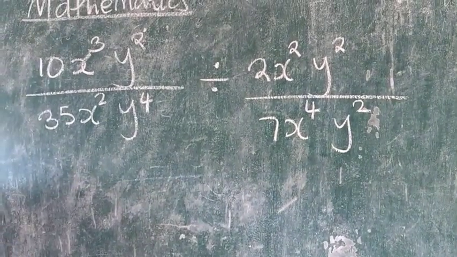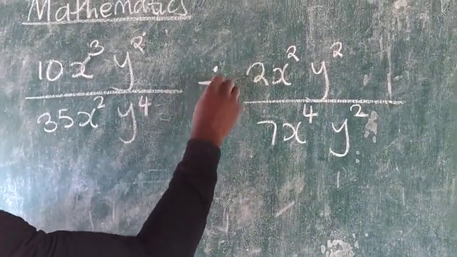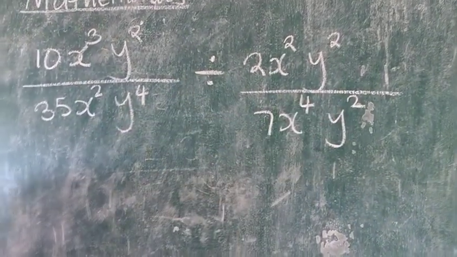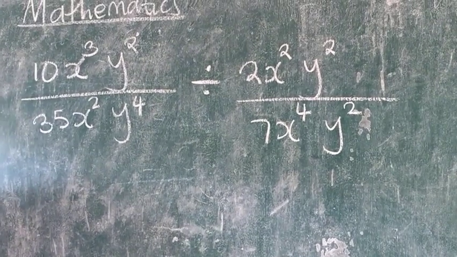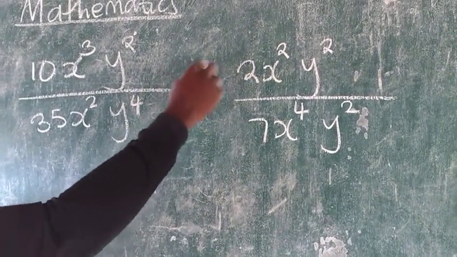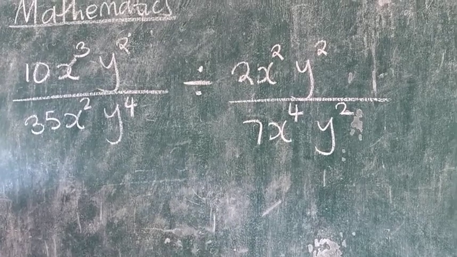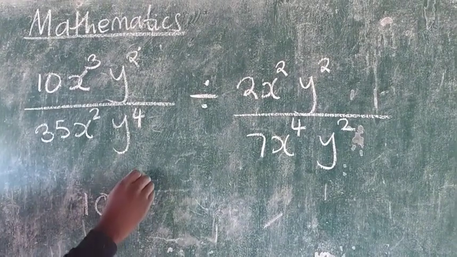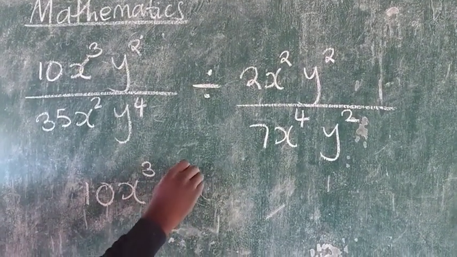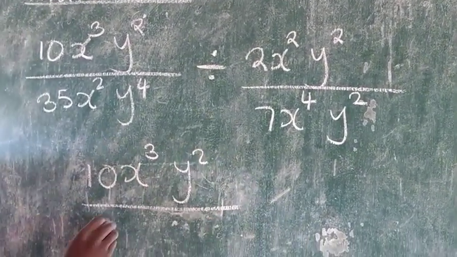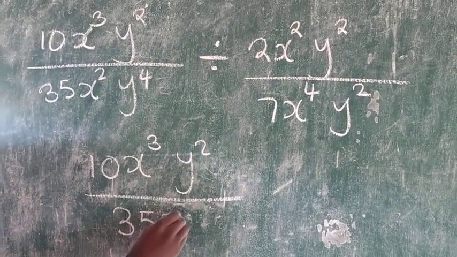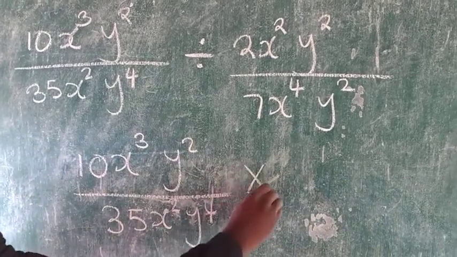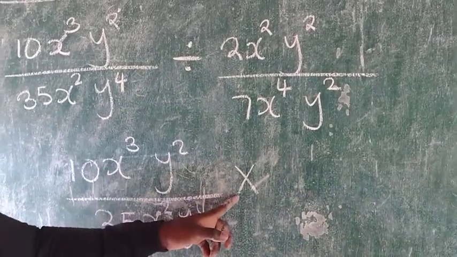Now, when you look at this question, the sign that you are dealing with is division. Then you have this fraction and this other fraction. First change this from division to multiplication. So you are going to write 10x to the power of 3 y squared over 35x squared y to the power of 4, times. So the division will change to multiplication.